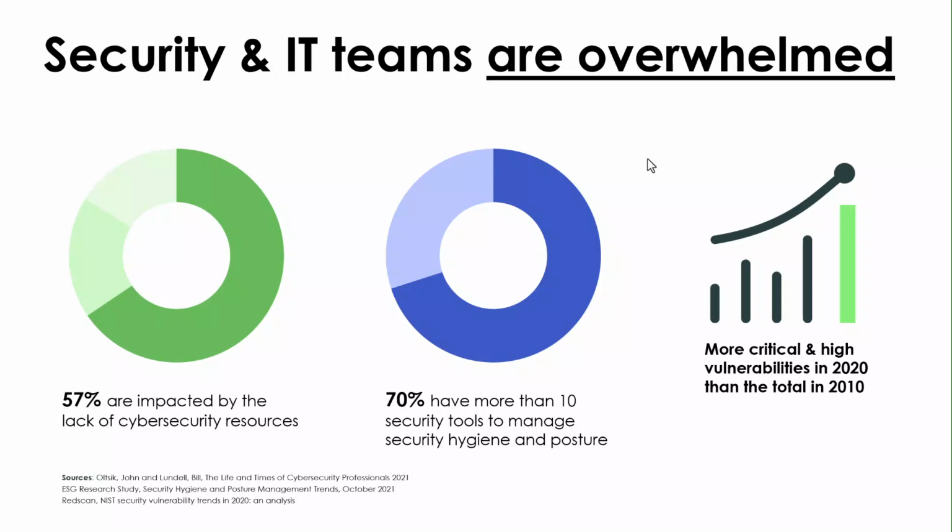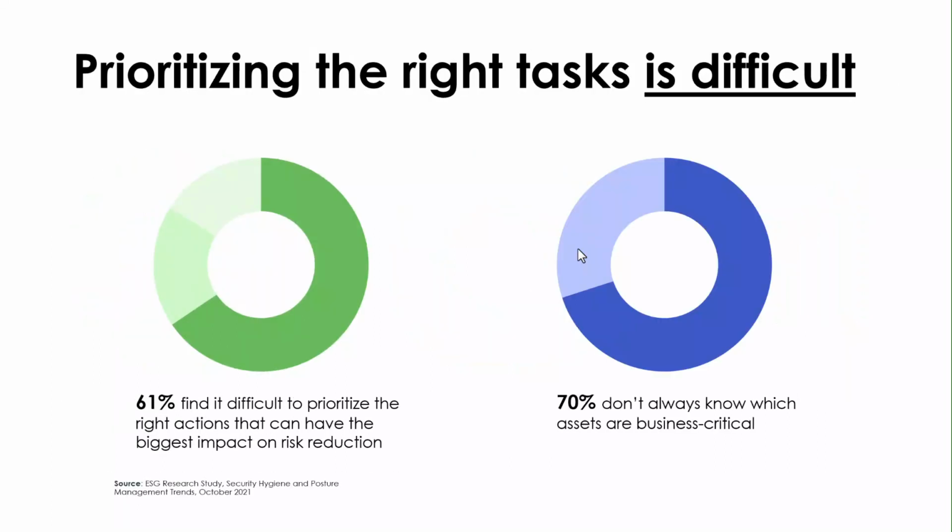And we know that work is only going to continue to increase as the number of critical and high vulnerabilities increases over the years. So with that overwhelming amount of vulnerability information, it also becomes difficult to prioritize what to address first. So many organizations find it difficult to prioritize the correct actions to address vulnerabilities on their network, as well as having difficulty in knowing which assets within their network are most critical and should be addressed first.